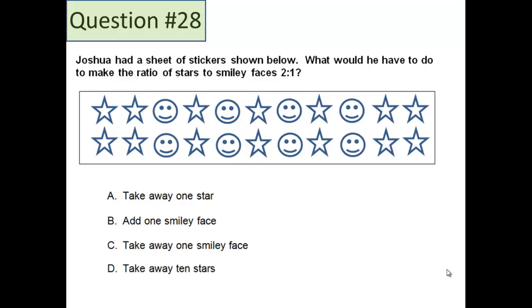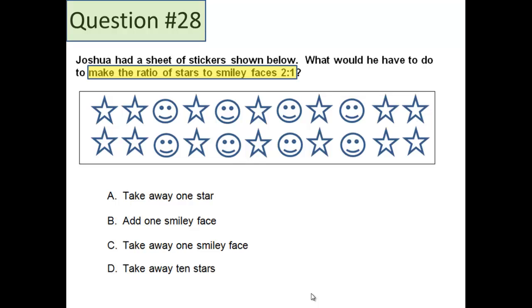All right, Joshua had a sheet of stickers shown below. What would he have to do to make the ratio of stars to smiley faces 2 to 1? Now here's the thing. We cannot put anything over, we can't block these answer choices. We actually need to use them and check to see which one will make a ratio of 2 to 1. That's the important part of the problem.